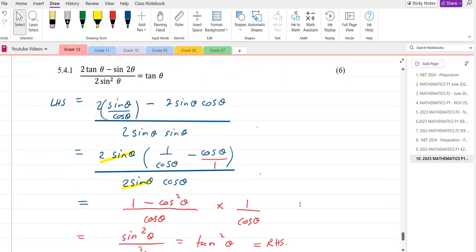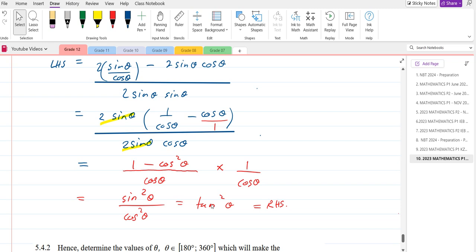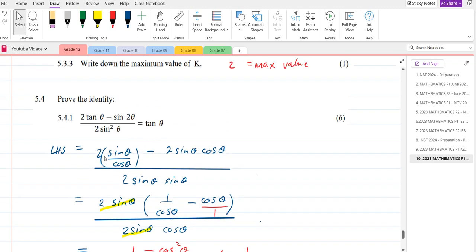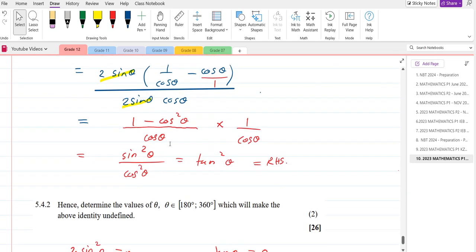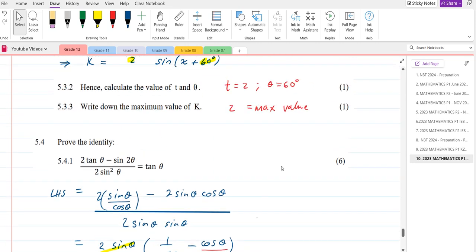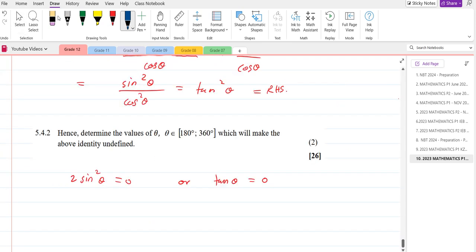The answer should be tan squared theta here, right? Yeah, let's check if this is right. 2 sine theta over cos theta minus 2 sine theta cos theta. 2 sine theta came out from there. 1 over cos theta minus cos theta. 1 minus cos squared theta times 1 over cos theta. Yeah, it should be tan squared theta. They made a mistake here. It shouldn't be tan theta here, right? Or when tan theta is undefined, tan is sine over cos, so cos theta is equal to 0.